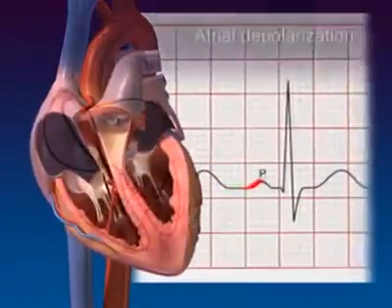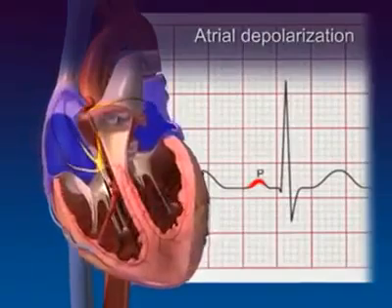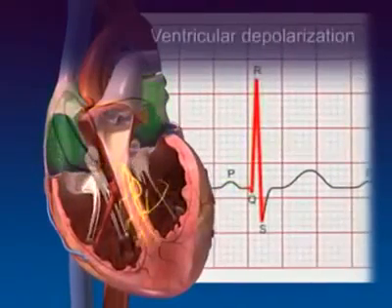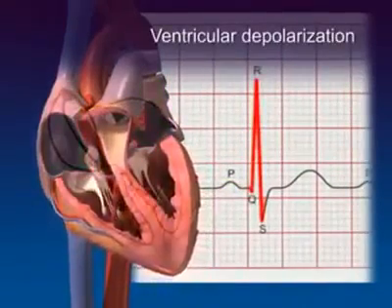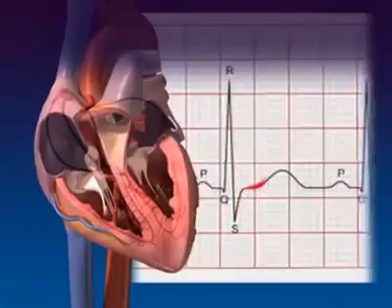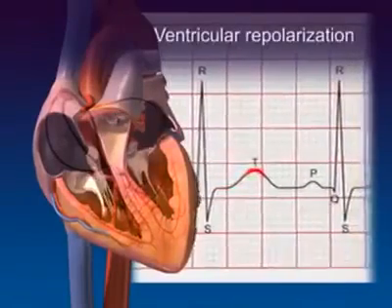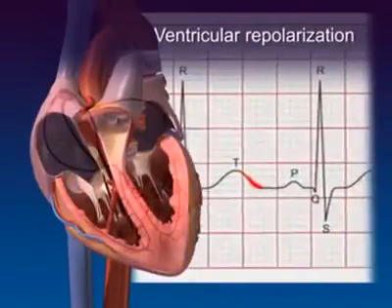The P wave corresponds to atrial depolarization. The QRS complex appears with ventricular depolarization. The T wave represents ventricular repolarization.